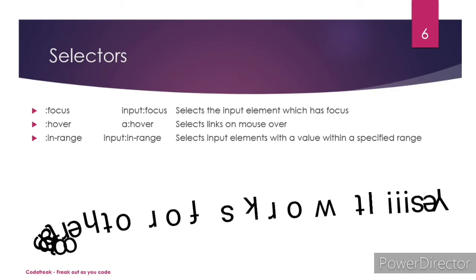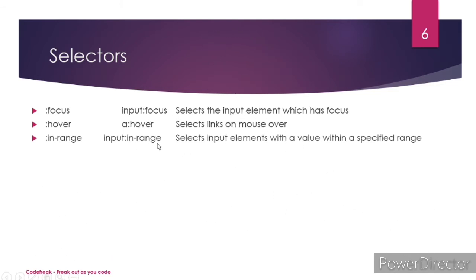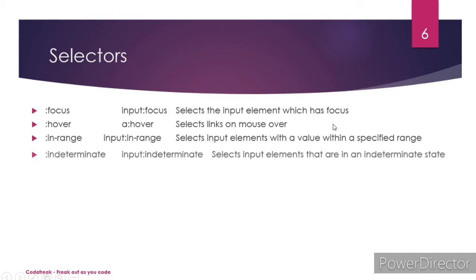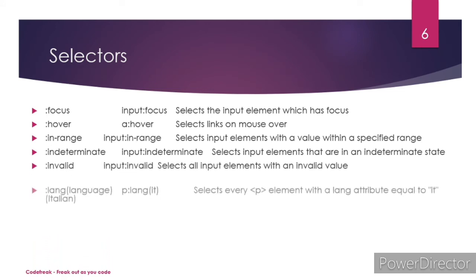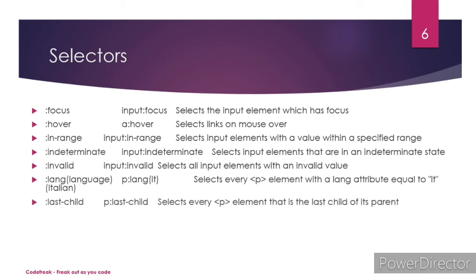Yeah, that's good. So you have in-range. This is another thing. It selects input elements with a value within a specified range. That is self-explanatory again. And then you have indeterminate, then you have invalid. These you can just look into, just read what is there on the right side.